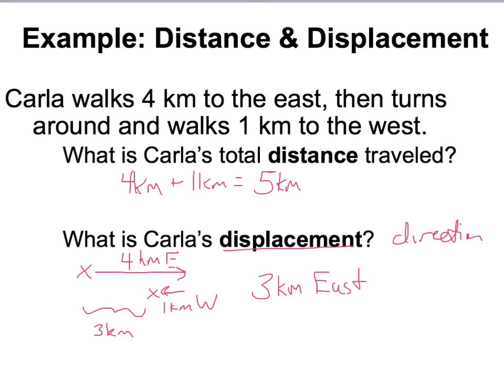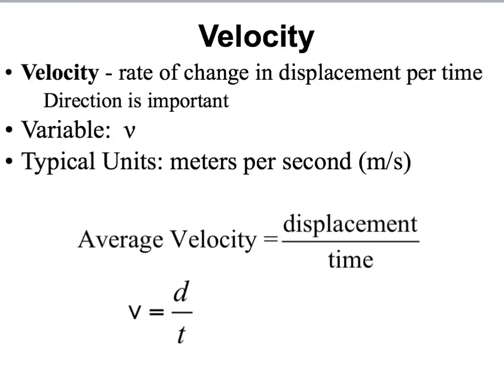Now, we're going to use distance and displacement to explain the difference between speed and velocity. Our definition for speed said that speed was the rate of change of distance per time. With velocity, it's the rate of change in displacement per time. So what we're dealing with is a lot of the same thing, and even the formula looks the same, except what the letters stand for are different things.